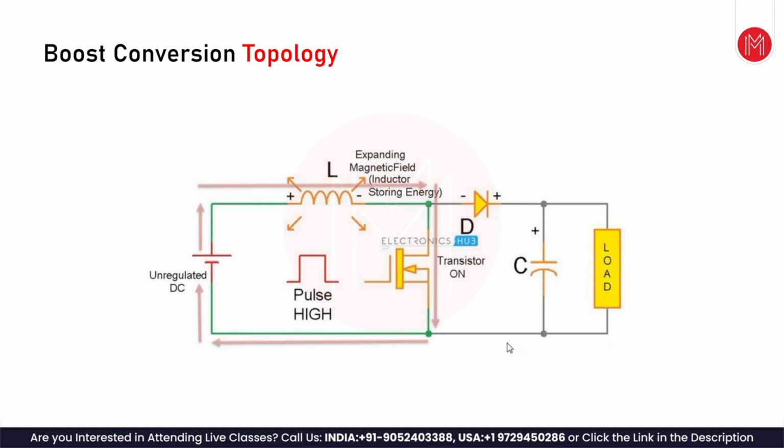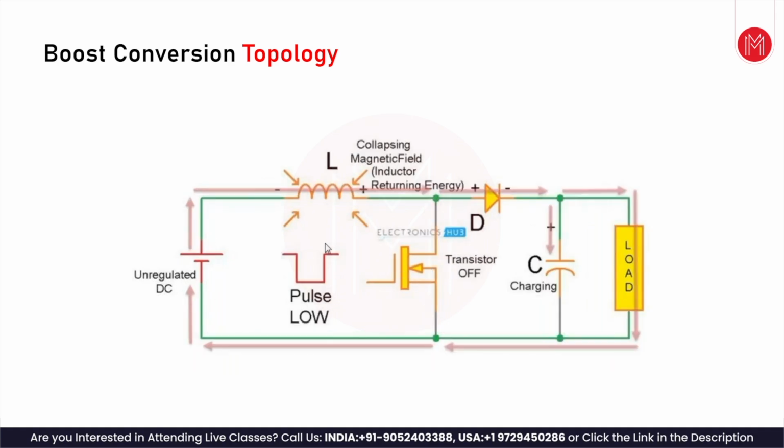In the off condition, the transistor is off, and the unregulated DC gets connected through the inductor, charging the capacitor, and the load also receives current through this circuit. This is how it is.